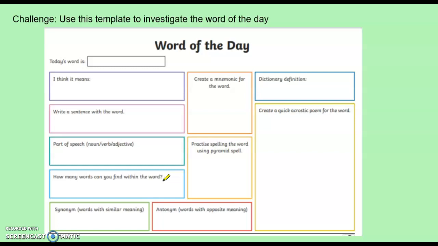The more you challenge yourself, the easier it will be to remember that spelling and any other words that have that same sound in it.